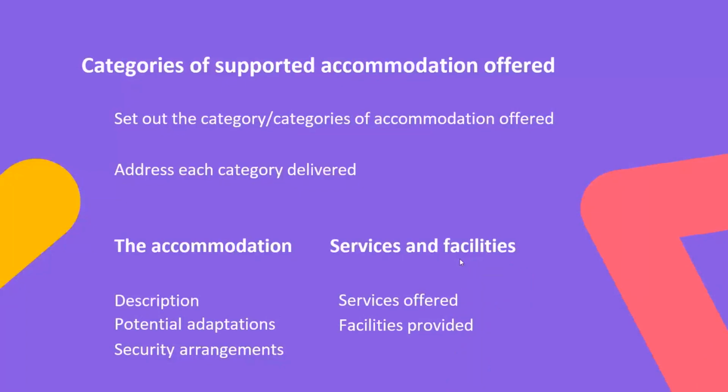The statement needs to set out the categories of accommodation that's going to be offered by the service, and if the service delivers more than one category, then each of those should be addressed within your Statement of Purpose. Providers must tell Ofsted which category or categories you're applying to operate under for your supported accommodation.